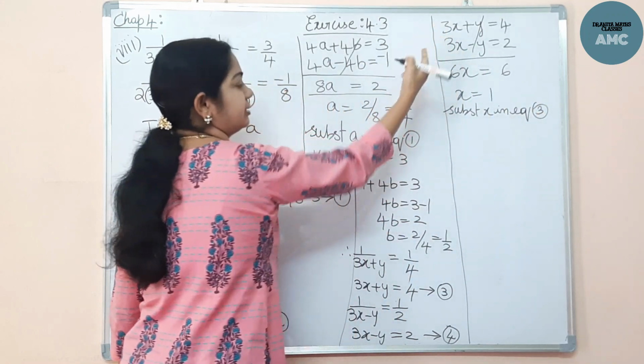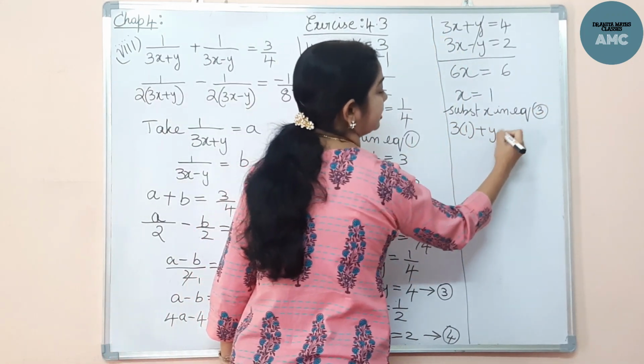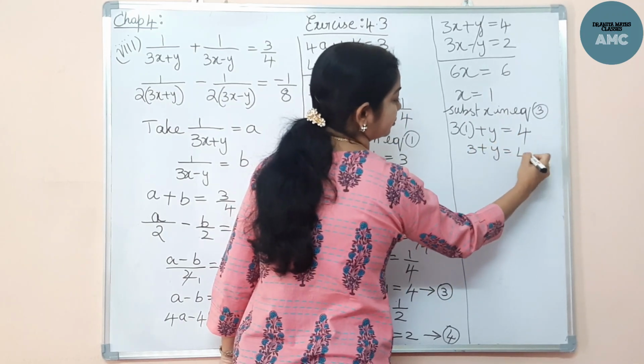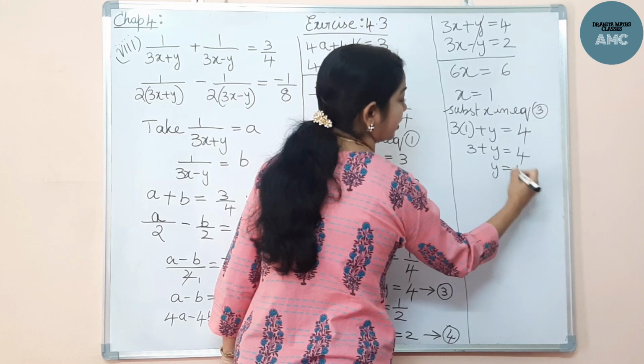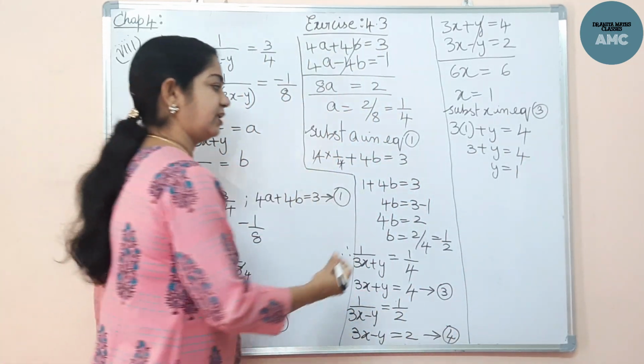Right, this is equation 3, this is equation 4. So 3 into 1 plus y equal to 4. So 3 plus y equal to 4. So y equal to 1. 4 minus 3, 1. So x is 1 and y is 1.